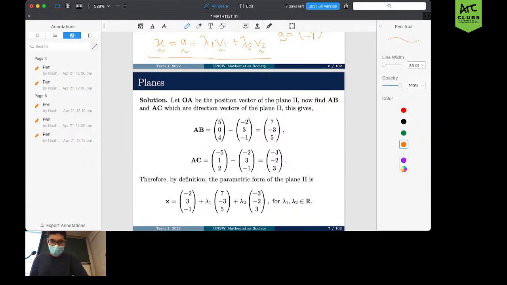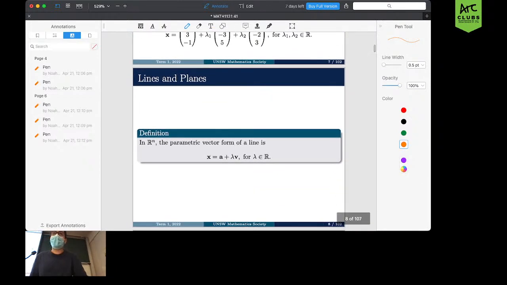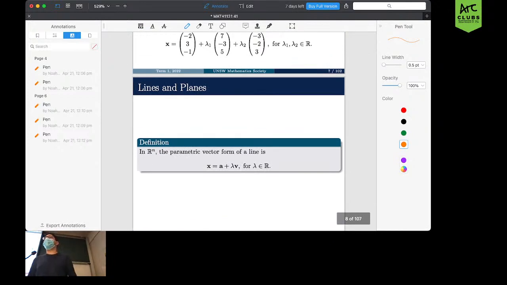Okay, let's move on. So we're going to move on to lines before we do a line and plane intersection question. So our definition of the line, in Rn, the parametric vector form of a line is given by vector x equals vector A plus lambda times vector v. Now, similar to the equation of a plane, vector A just represents the position vector of any point on the line. So we can choose any point, and that could be our vector A. And also, vector v is the direction vector of a line, and that just means it's parallel to the line.